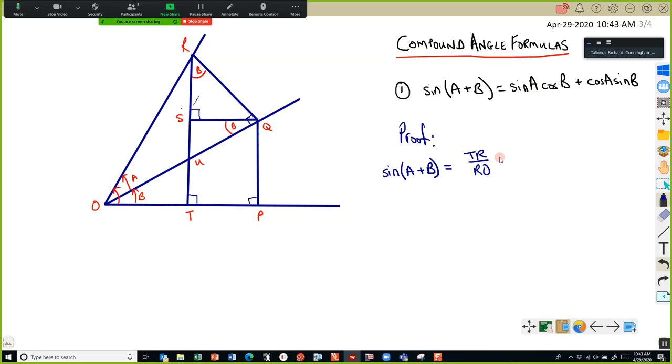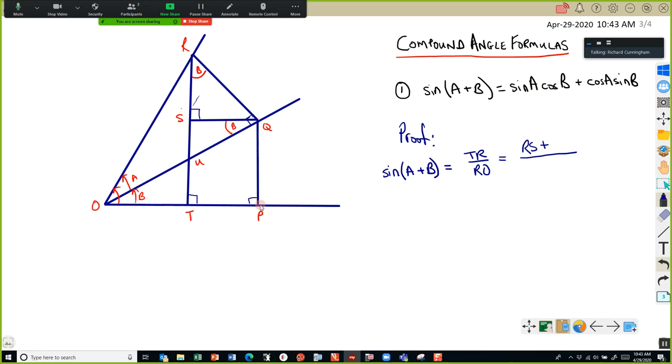Yeah, it doesn't matter which way around you put it, that's correct. So opposite over hypotenuse. Okay. Now, TR is the same as what? TR is the same as RS plus what? RS plus, yeah, SU plus UT.